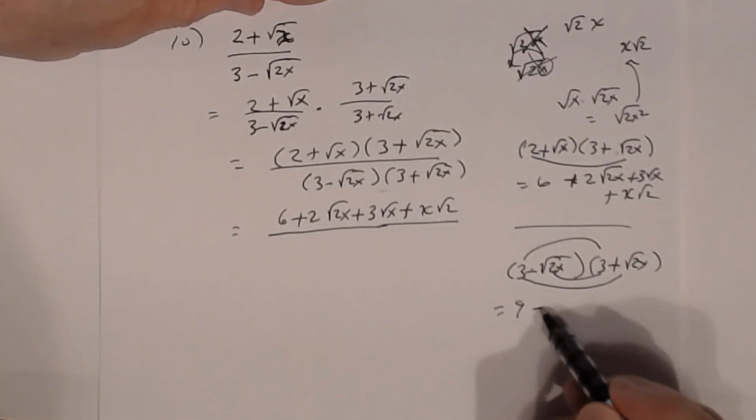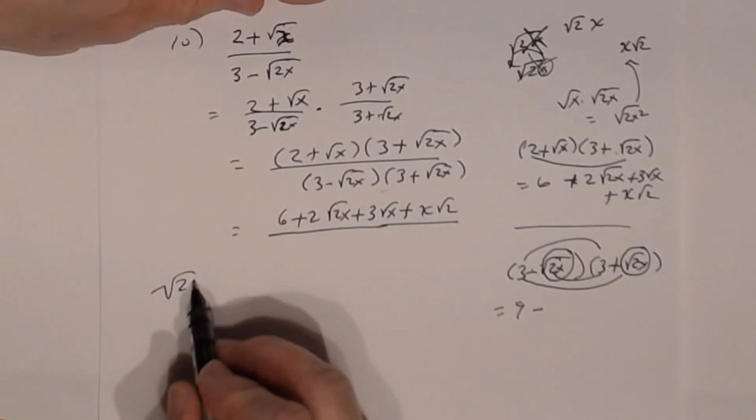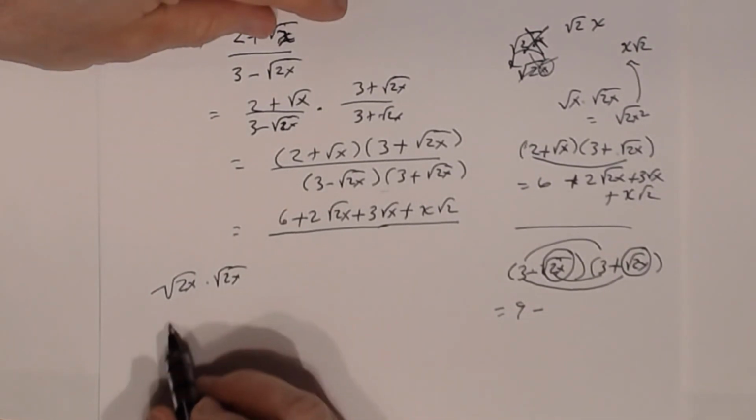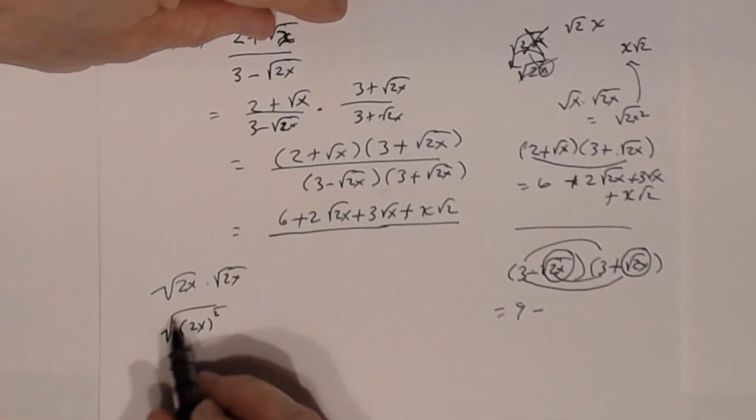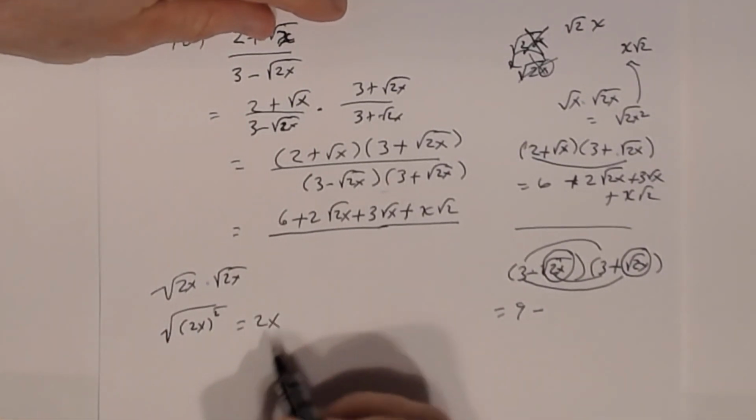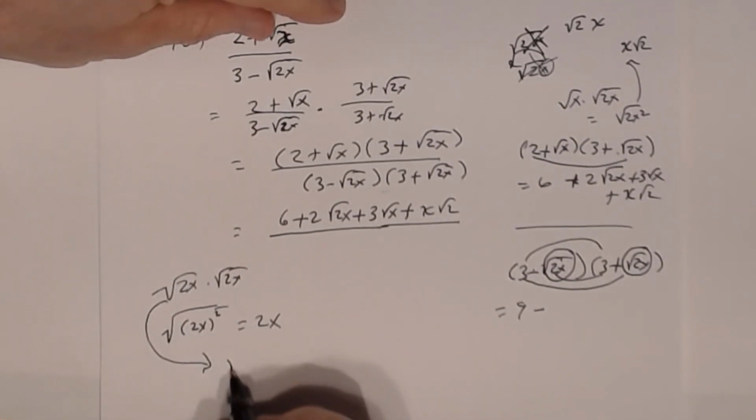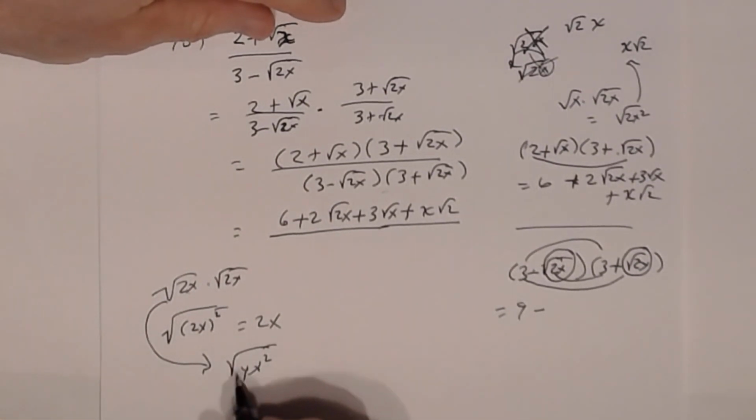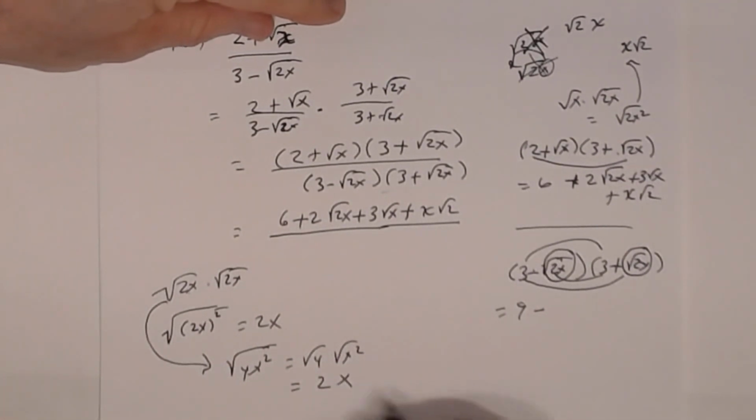A negative times a positive is a negative, and you have the square root of 2x times the square root of 2x. There are several ways you could do this. That's the same thing as the square root of 2x to the second power, and the 2 and the square root cancel, so that's just 2x. Or you could have done this: the square root of 2x times the square root of 2x is the square root of 2 times 2 is 4, x times x is x squared. So this becomes the square root of 4 times the square root of x squared, which is just 2x. Either way is fine. You get the same thing.